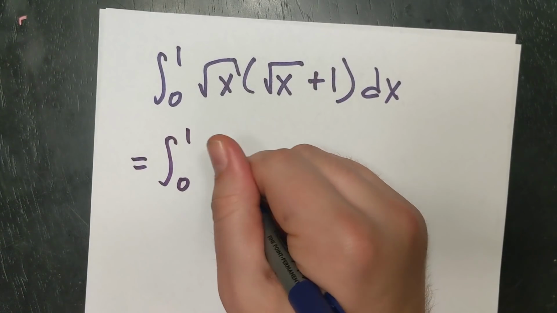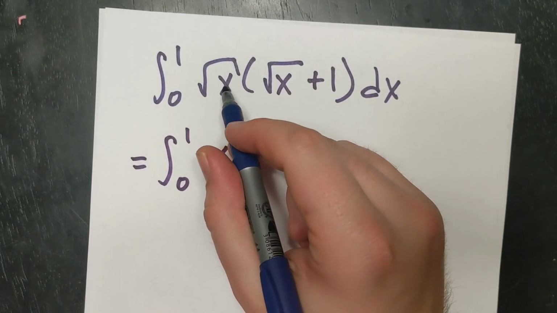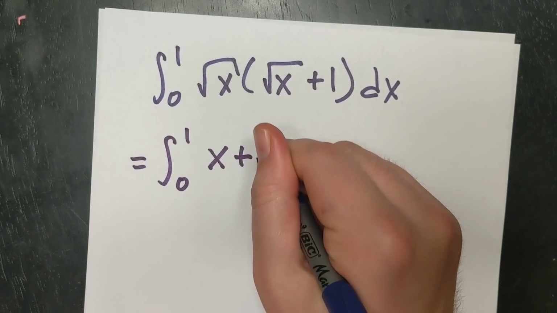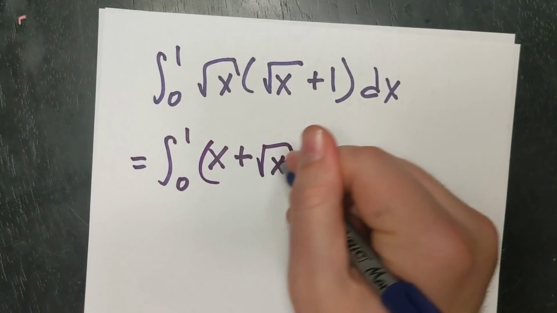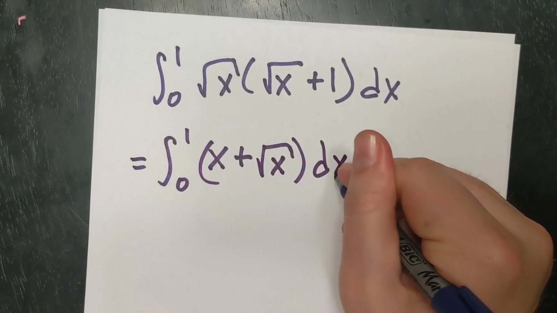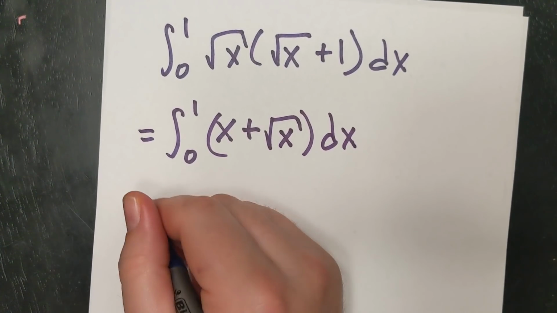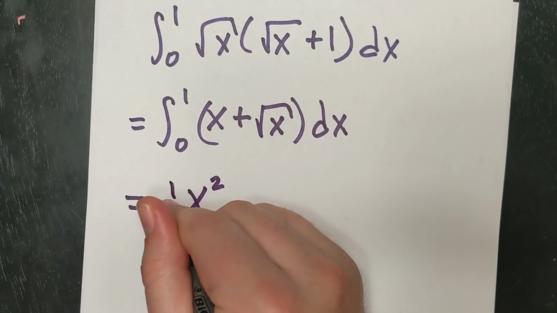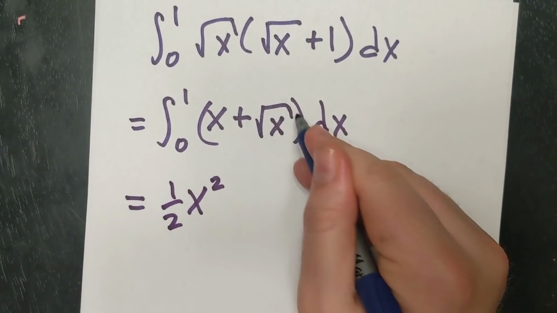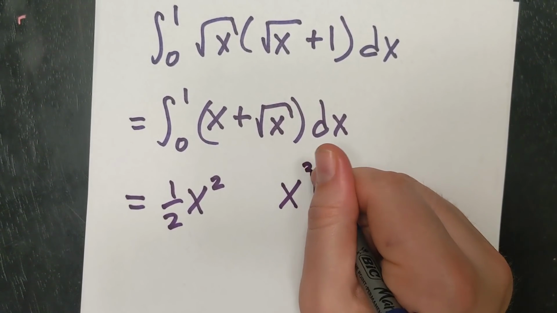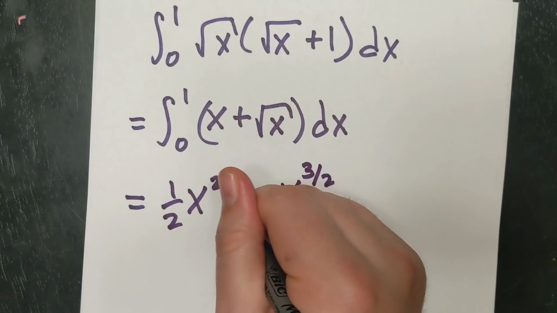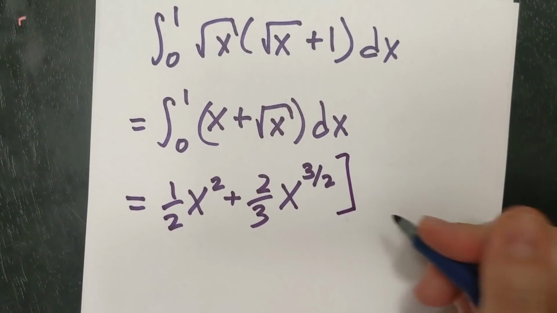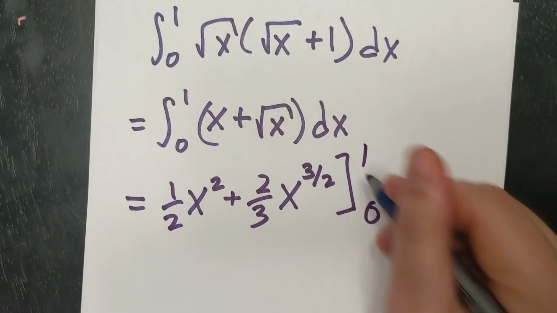So you multiply it out, you get x plus square root of x times square root of x is x. Square root of x times 1 is square root of x dx. Now we can take the antiderivative. X bumps up to x squared. You have a half out front. This is x to the 1/2, so it becomes x to the 3/2. You increase a half by 1, and then you put the reciprocal in front, 2/3. And we're going to evaluate that from 0 to 1.